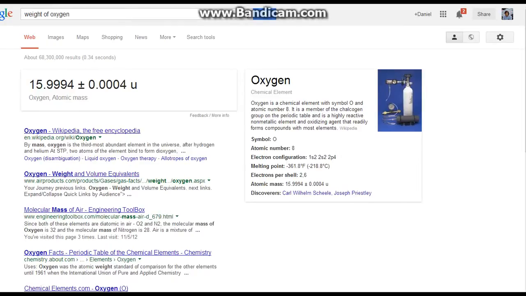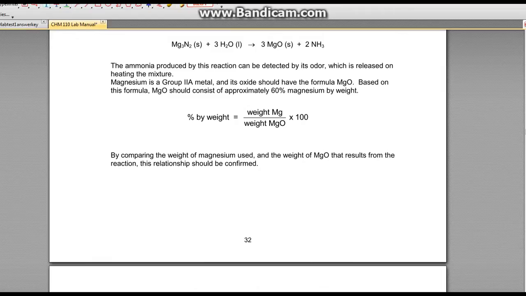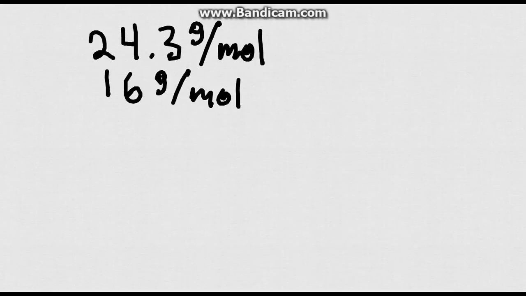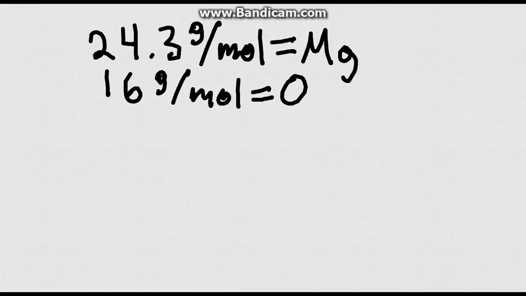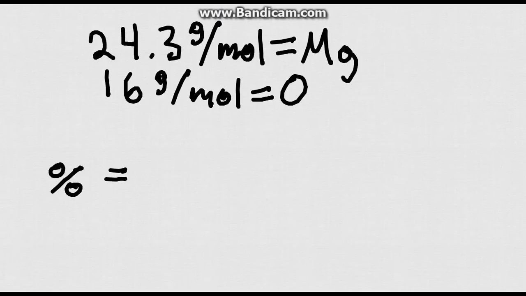So let's calculate the theoretical percent by weight of magnesium in magnesium oxide. The magnesium here is going to be this top guy, and this bottom guy is our oxygen. So our percent magnesium in magnesium oxide is going to be given by this equation, which is the weight of whatever you're looking at. So if it was oxygen in water, or magnesium in magnesium oxide, it's all the same.